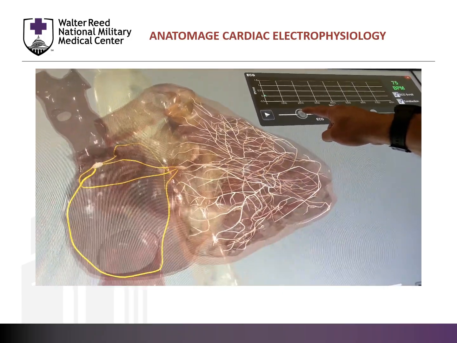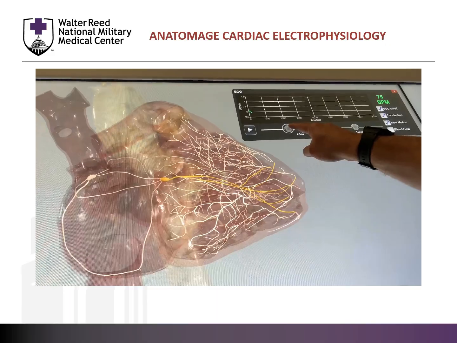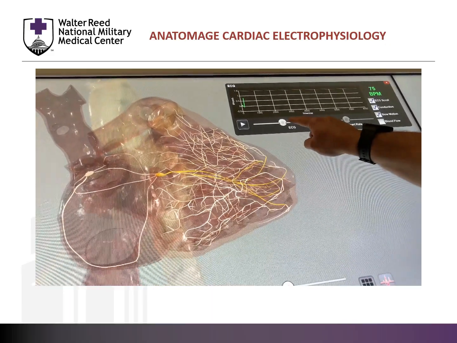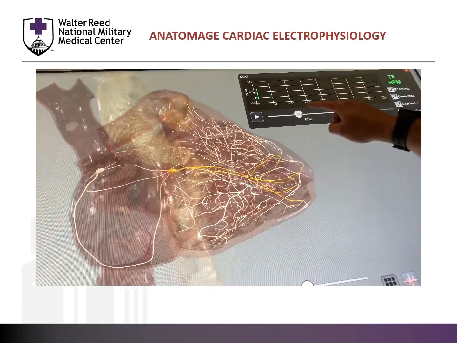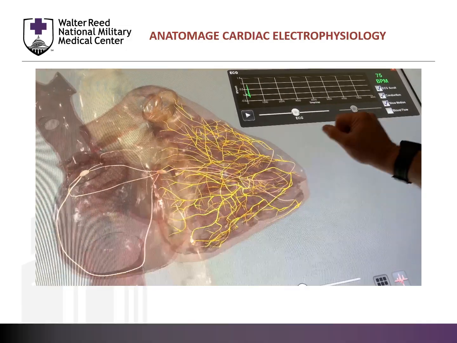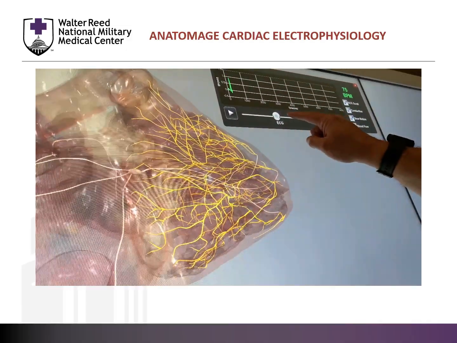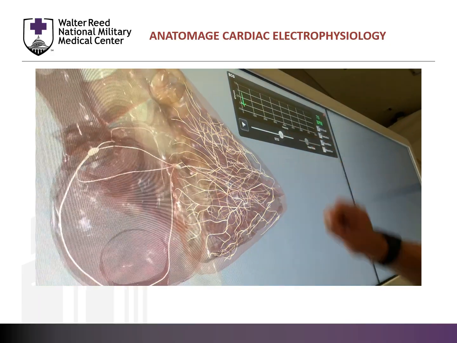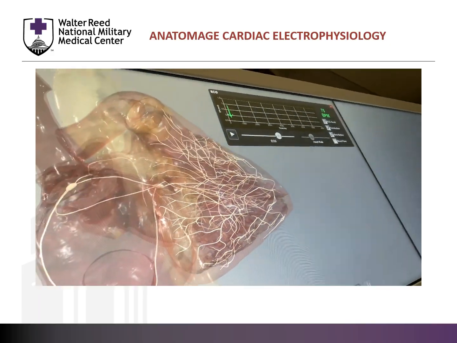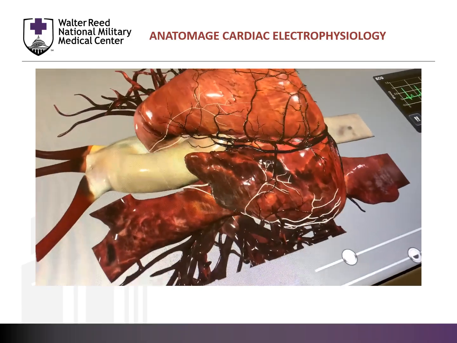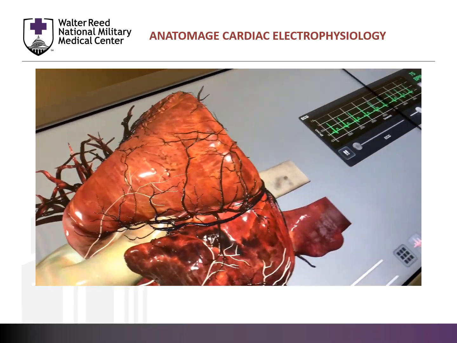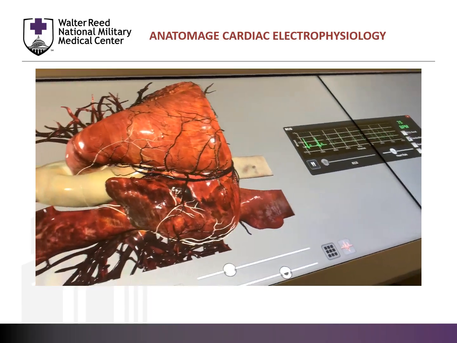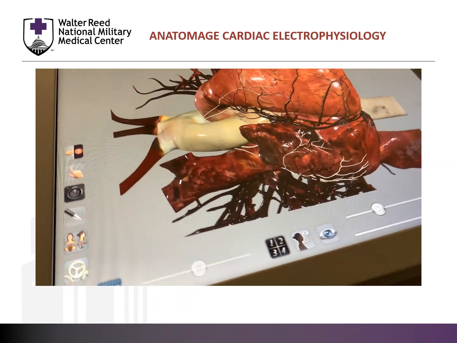Then we see the electrophysiology of the conduction system and how the SA node generates the electric signal that causes the atria to contract, followed by the AV node to the lower chambers, causing the ventricles to contract. These then translate to the EKG findings that we see on the right-hand side.